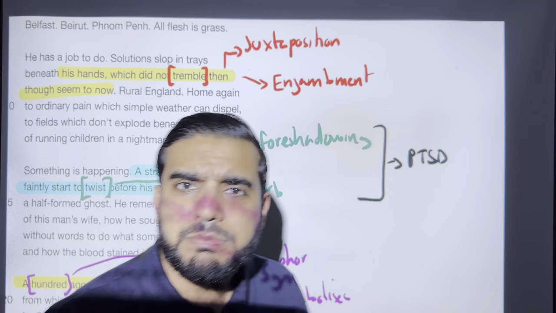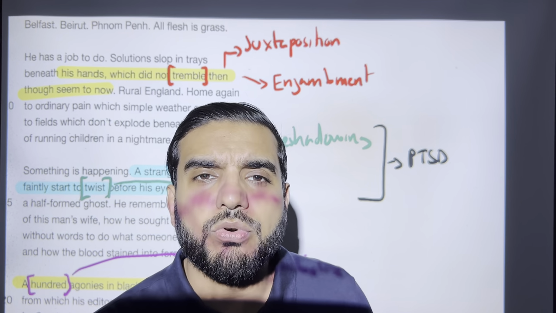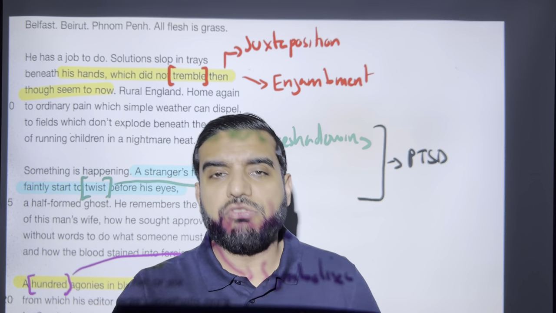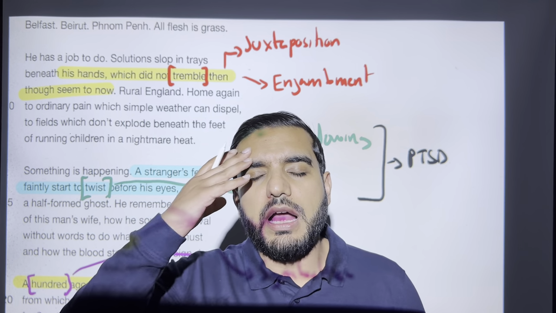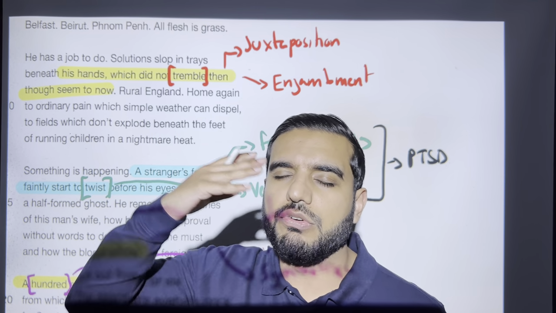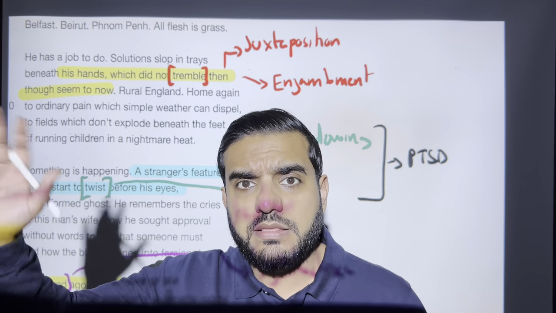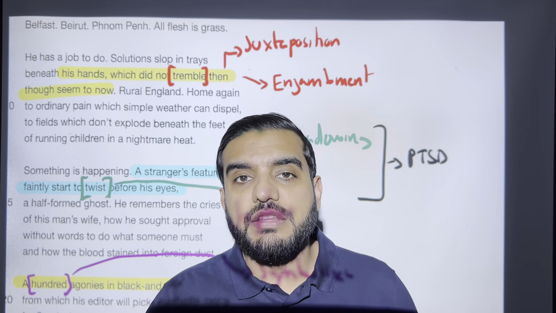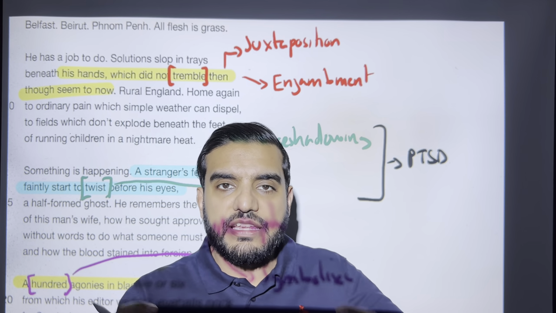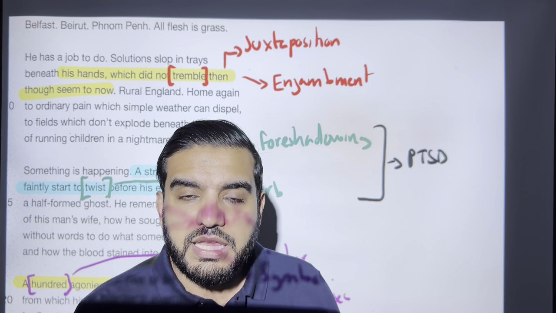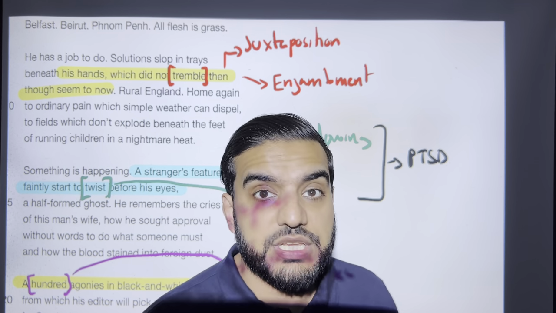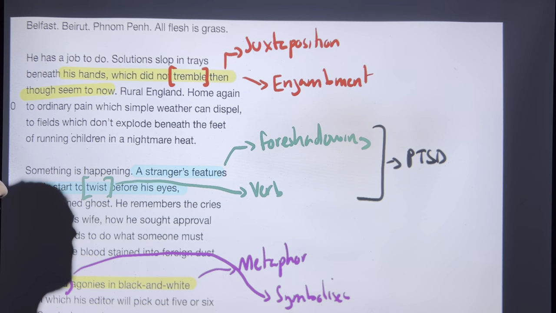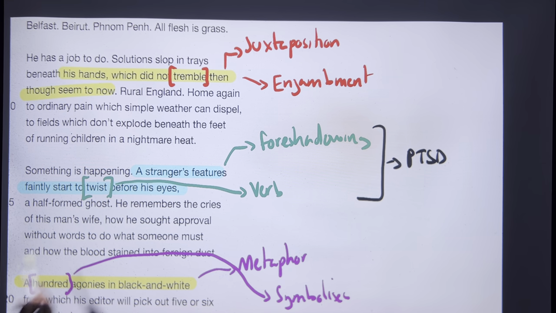Now, why is that verb important, guys? The verb is important because it's not as though, like right now, right? If I said to you guys, I'm picturing, I don't know, a car. That's fine. But this man, he's not picturing his victims. They're moving and they're twisting. It's like they're a ghost in front of him. It's like he's being haunted by these memories of what he did. Again, PTSD. And then, guys, the last stanza where he talks about 100 agonies in black and white.